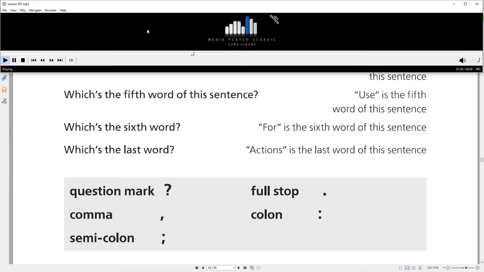Which is the sixth word? For is the sixth word of this sentence. Which is the last word? Actions is the last word of this sentence.